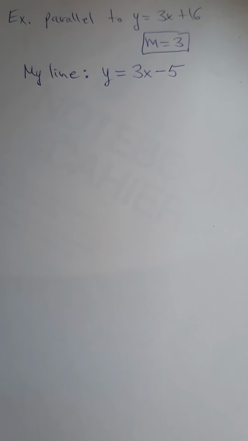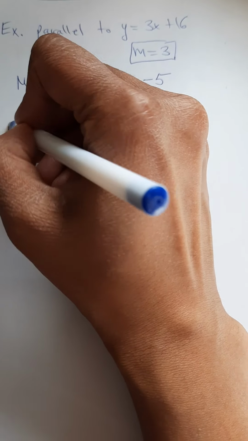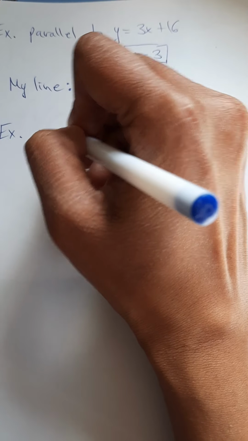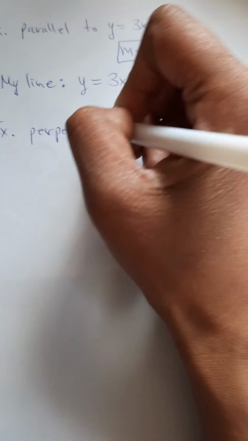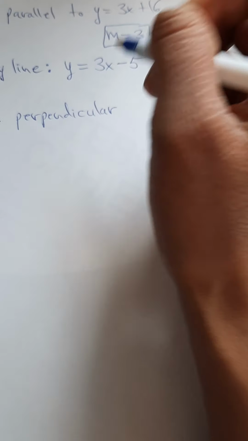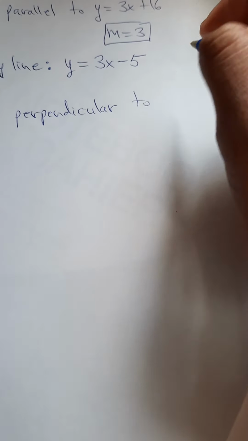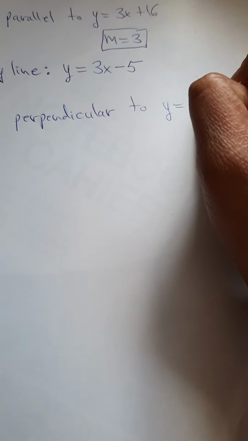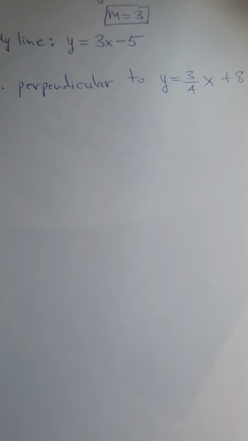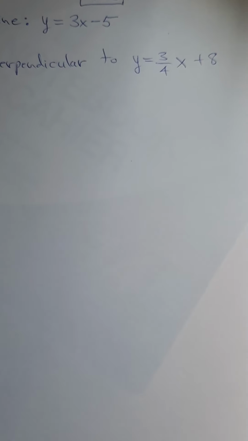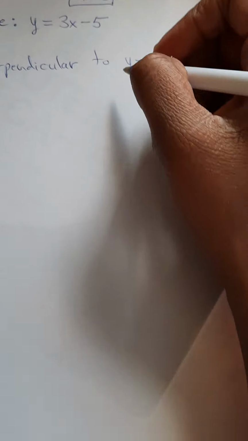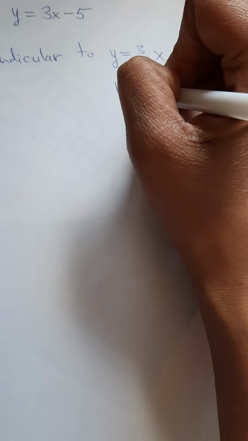Let's do a line that is perpendicular. I'm going to write the equation of a line that is perpendicular to the one I'm giving you here. So let's do y equals 3 over 4x plus 8. If you look at this line right here, the second one, the slope of this line is equal to 3 over 4.